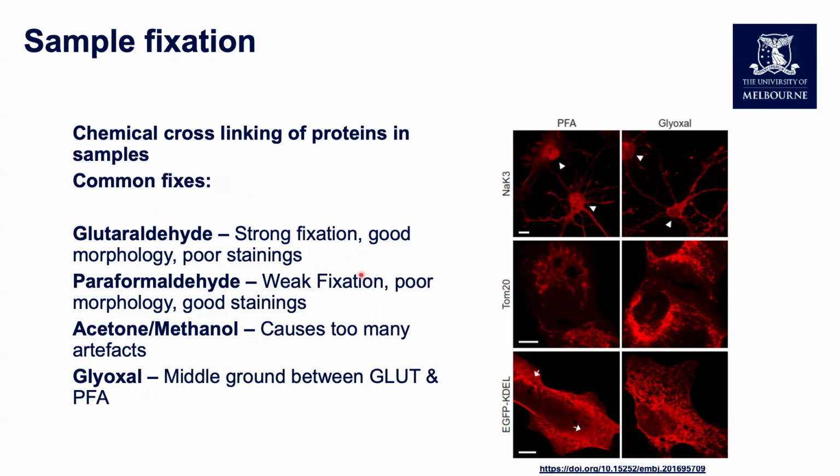I won't necessarily go through them all, but often PFA and glutaraldehyde are used in combination to make up for each other's strengths and weaknesses. But again, if you've never set up an experiment before, it's worth testing out a number of different ways of fixing your sample, because not all cellular compartments are fixed the same way with the same technique.